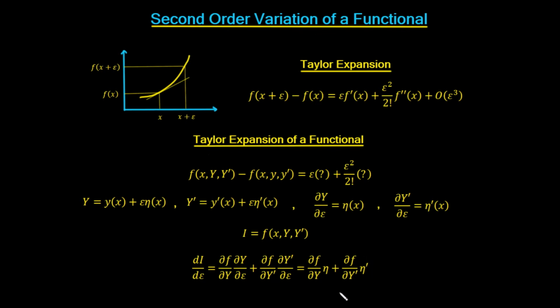So this little form here is, in effect, our f derivative of x for our Taylor expansion. Again, we've seen this whenever we derived the Euler-Lagrange equation, and we used this with the multiplication of eta in order to work through to get the Euler-Lagrange equation. But what we want to do now is differentiate this once more. So let's differentiate it a second time, and this will give us the second order variation of our functional.